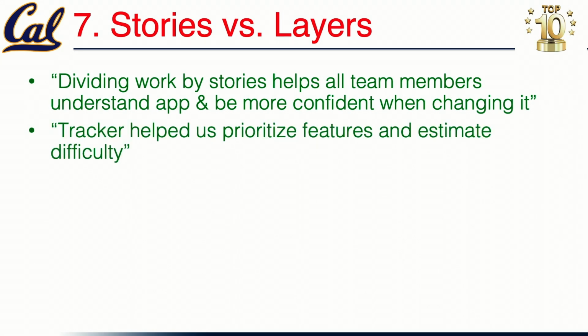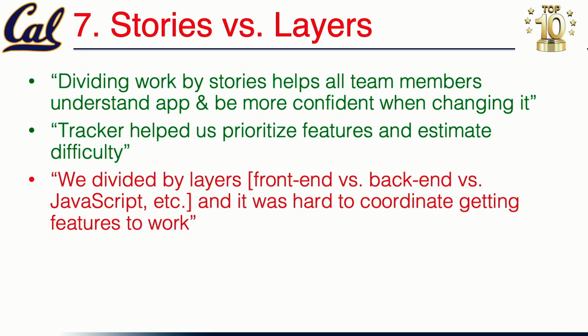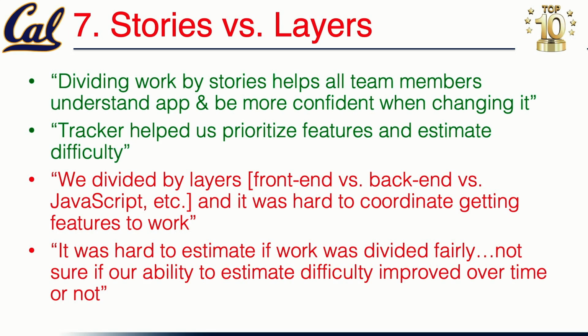And the students found that using stories as the unit of estimation rather than layers as the unit of estimation helped them to better prioritize the features and estimate difficulty. Students who didn't do this found that it was hard to coordinate getting features to work because the parts of the team that were working on different parts of the same story essentially weren't talking to each other enough. And also, if you want the work to be divided fairly, so everybody is doing their share of the work, it's harder to do that by layers.